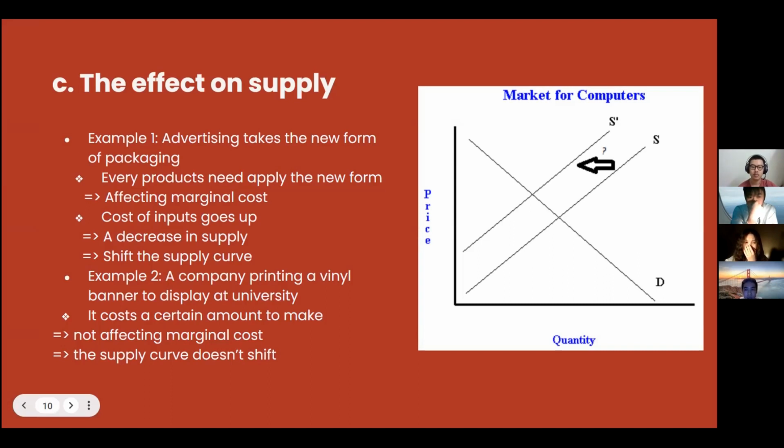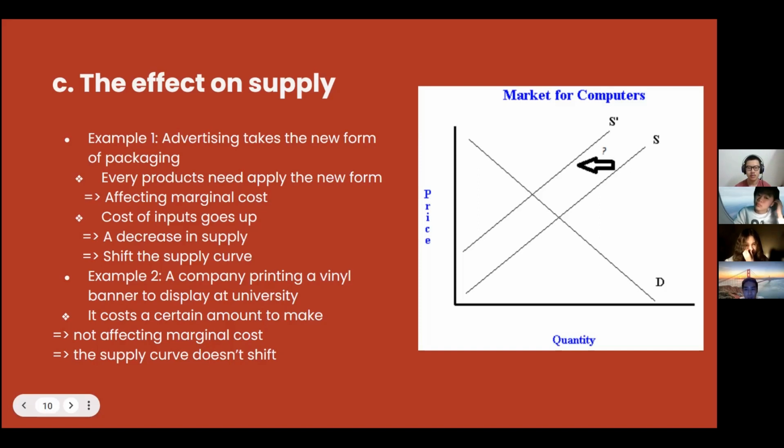On the other hand, imagine a company that printed a vinyl banner to display at your university, and that banner cost them a certain amount to make, and it's not dependent on how many products are being sold. This type of advertising would not affect marginal cost, and therefore would not shift the supply curve. So whether advertising affects supply or not depends on the case we consider.